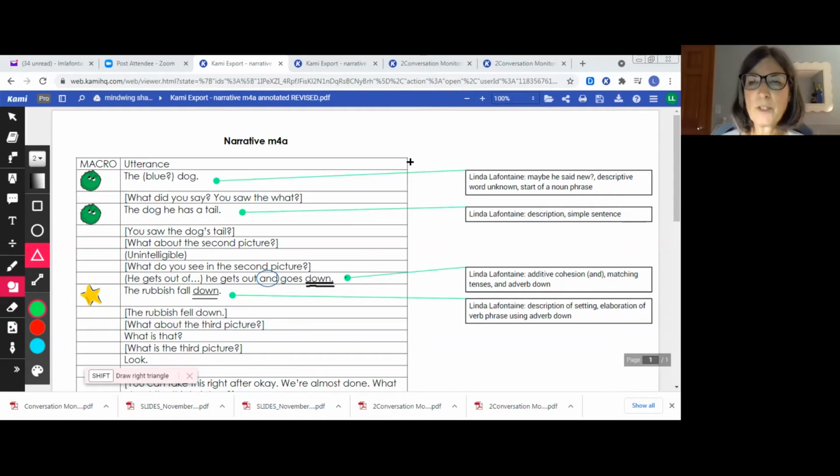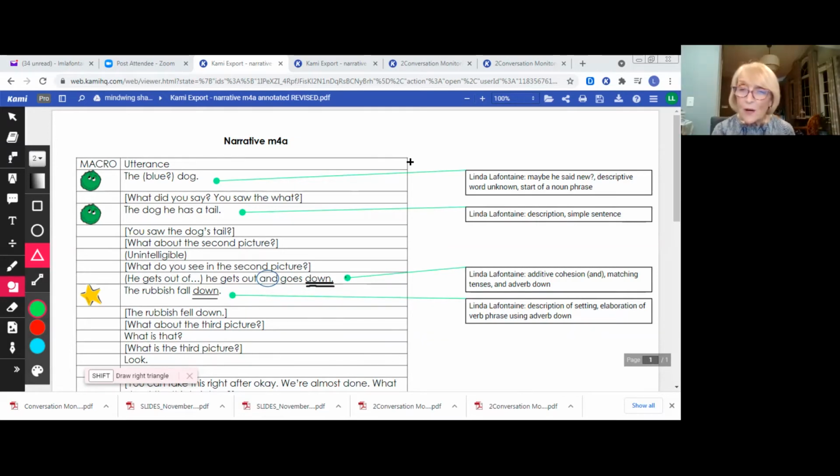So we had just made the first comment, the blue, we don't know what he said. It sounded like he was saying the blue dog. We don't really think he was saying blue. Maybe he was saying new. We thought this, but he clearly has a descriptive word there. So this was the beginning of a noun phrase. So that was cool.